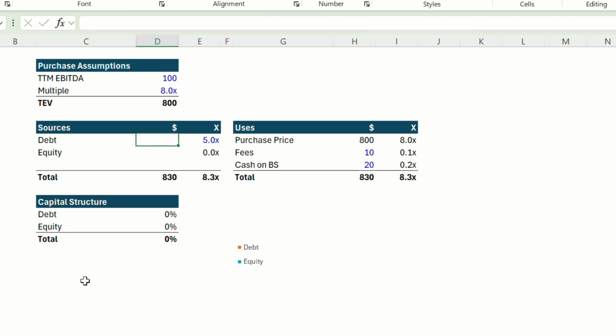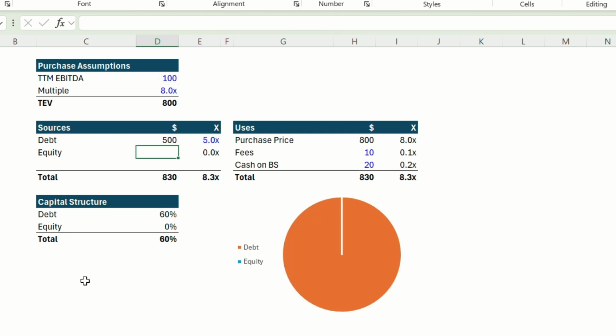For a company this size, first of all, leverage depends on a lot of things. It depends on the industry that they operate in. It depends on the growth profile, how much cash flow it produces. But for this example, we're just going to assume that we can get 5 turns of debt. So 5 times 100 million EBITDA equals 500 million.